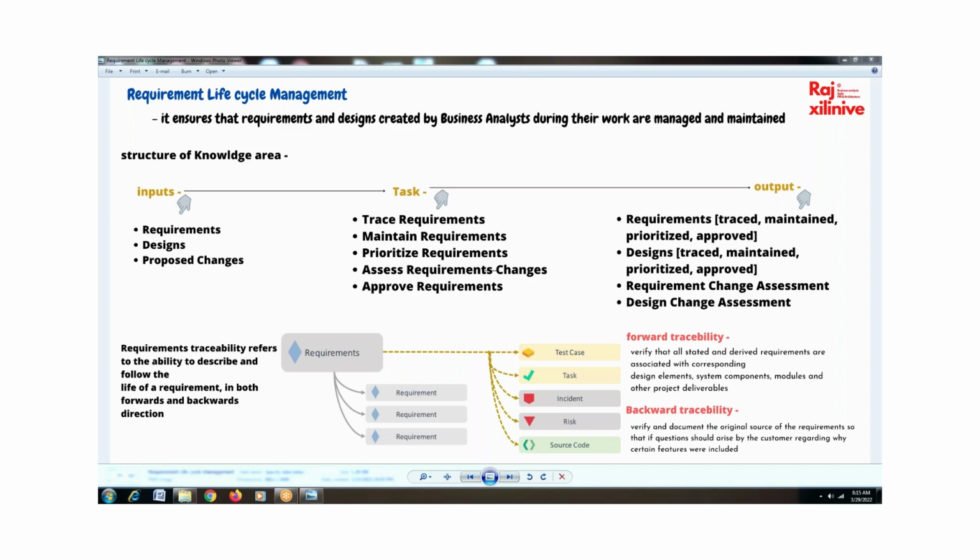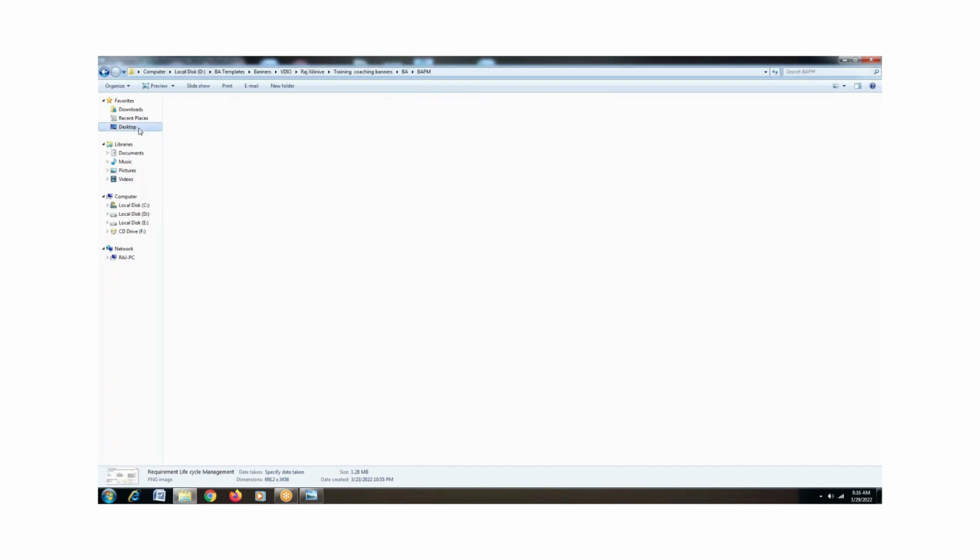Under solution, what are the features to develop? Point number one: what are the different features we have? Next, under features, what functional and non-functional requirements do we want to develop? Now I'll be showing you the document so that you will understand better.